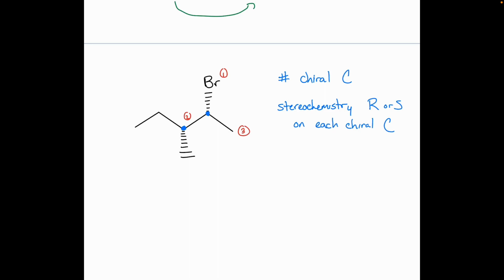I can't do it based on this picture though because my hydrogen's not pointed in the right direction. But if I look at my model kit, bromine's 1, this big ugly thing is 2, my methyl group's 3, so that would be the clockwise direction. Okay, so we can see that this would be the R stereochemistry for that particular carbon. I'm just going to redraw my picture. We'll look at the other carbon.